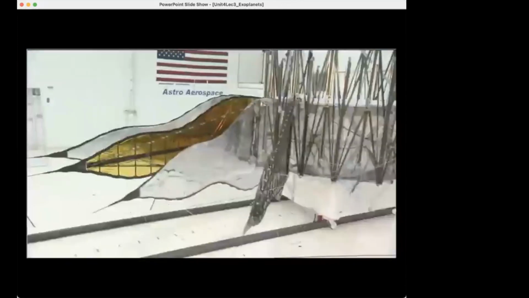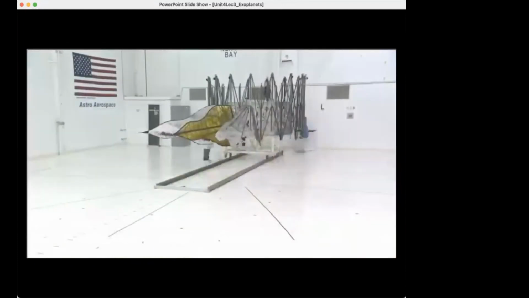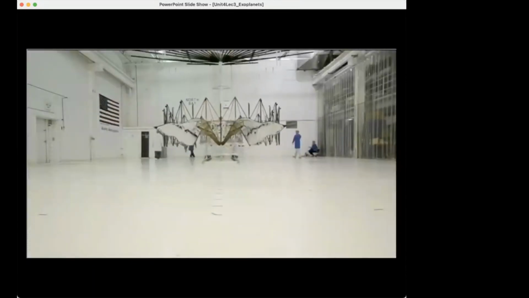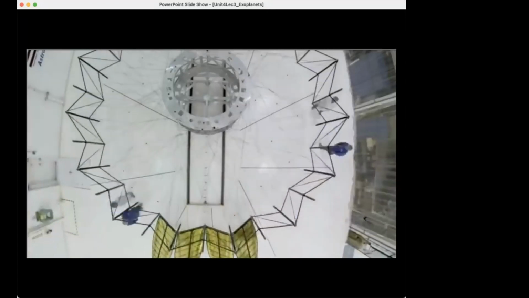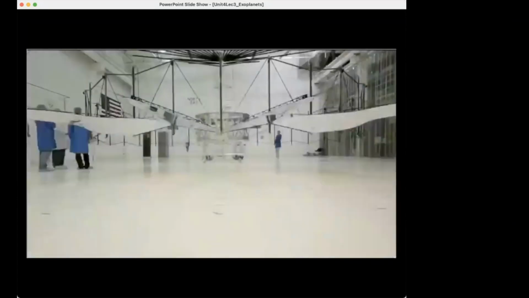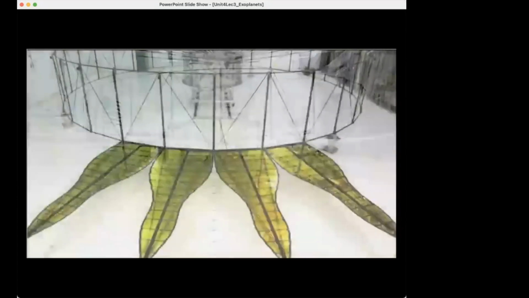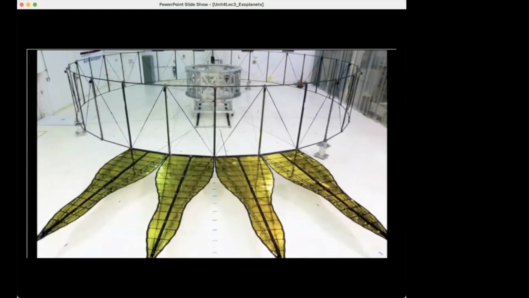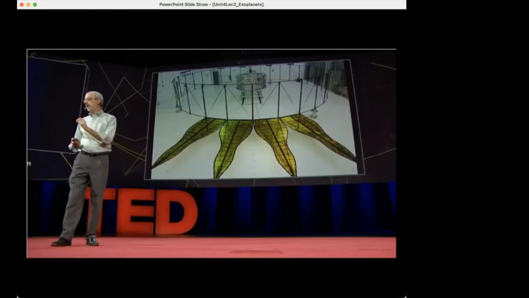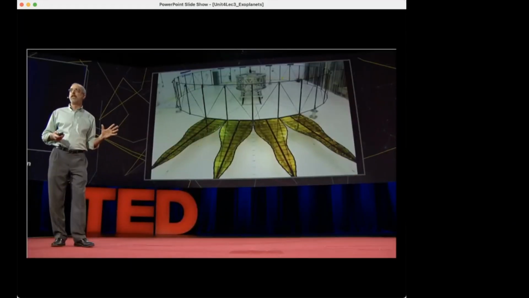Those 4 petals were built by 4 undergraduates doing a summer internship at JPL. Now you're seeing it deploy. Those petals have to rotate into place. The base of those petals has to go to the same place every time to within 1/10 of a millimeter. We ran this test 16 times, and 16 times it went into the exact same place to 1/10 of a millimeter. This has to be done very precisely.